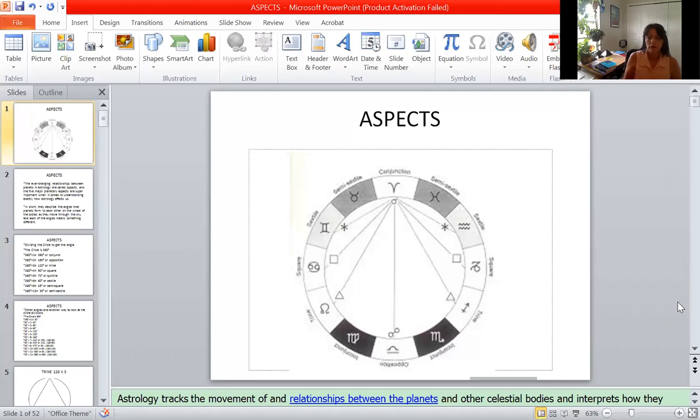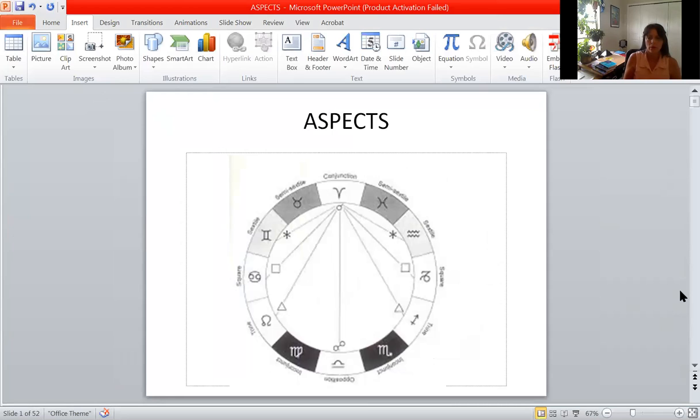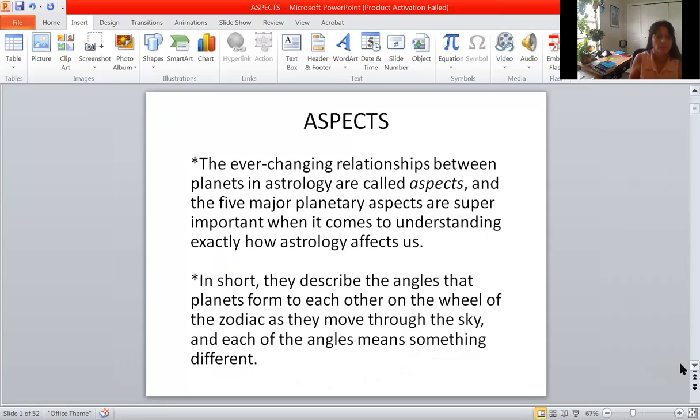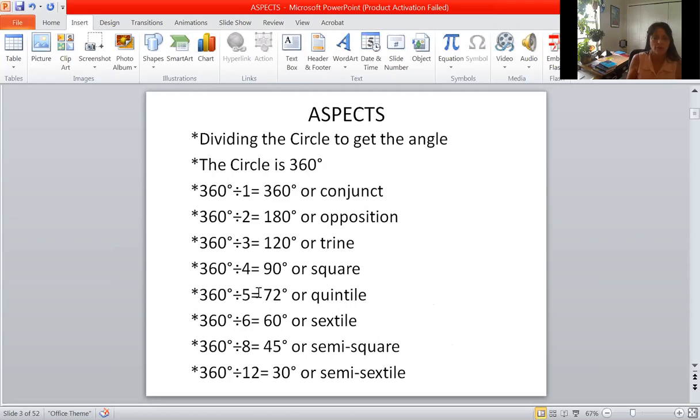All right, aspects. Let me get rid of this here, make it a nicer screen for you. The ever-changing relationship between planets in astrology are called aspects, and the five major planetary aspects are super important. I'm going to show you many of them today, not just the major ones. They're super important when it comes to understanding how astrology affects us. In short, they describe the angles that planets form to each other on the wheel of the zodiac as they move through the sky. And each of the angles means something different.